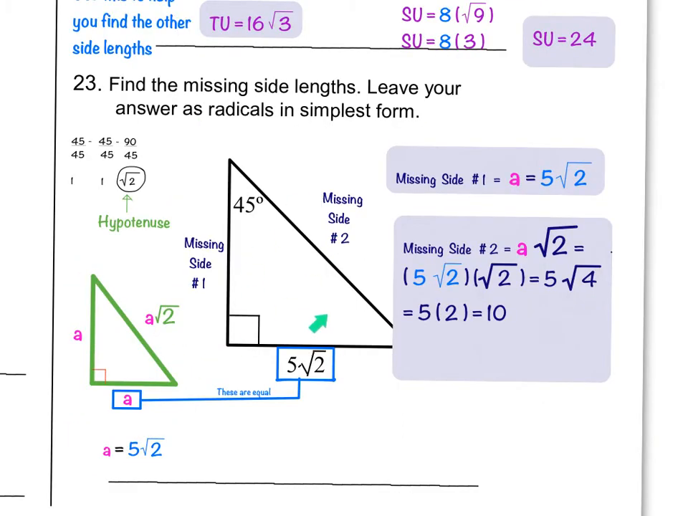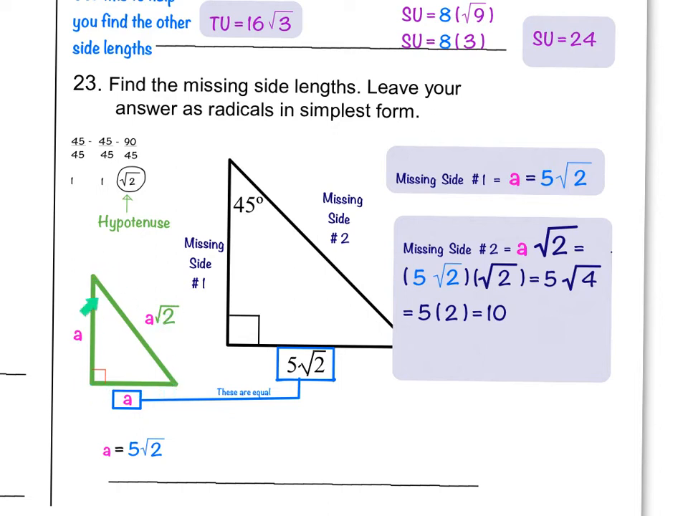Number 23 is also a special right triangle problem. So in this case, I have a 45, which means the other angle is 45. So I have a 45, 45, 90. So if I look here, I have 45, 45, 90. Divide all of them by 45. That means my pattern is 1, 1, 2. The last one always gets the square root, and the 2's get circles. So in this case, this one's getting both, and that's going to go in my hypotenuse. So my square root of 2 goes in the hypotenuse.